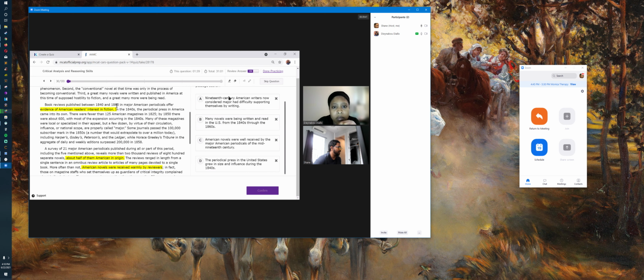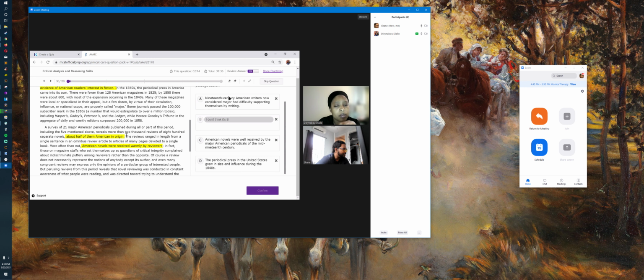So now, tell me if there's evidence given for that. Yeah, it is. They're saying literally in the 1840s, 100 fewer than 125, blah blah blah. That's a lot of historical evidence. So B is definitely out. So you can do that. Okay. American novels were well received by the major American periodicals of the mid 19th century. So in the next paragraph, we basically have that highlighted, and the evidence is a survey of 21 American periodicals, right? So that's okay.